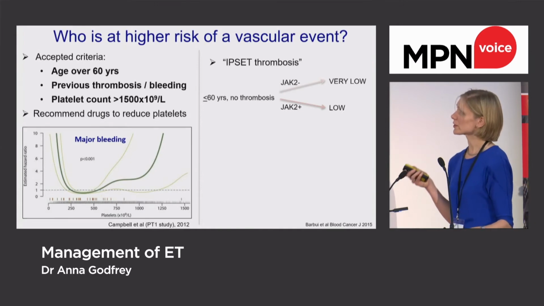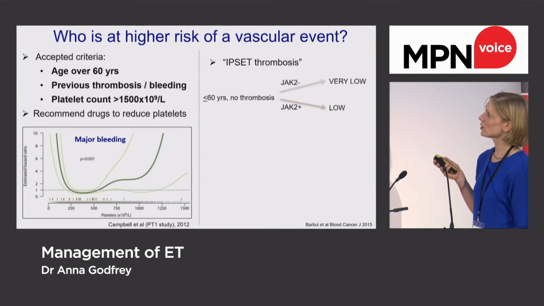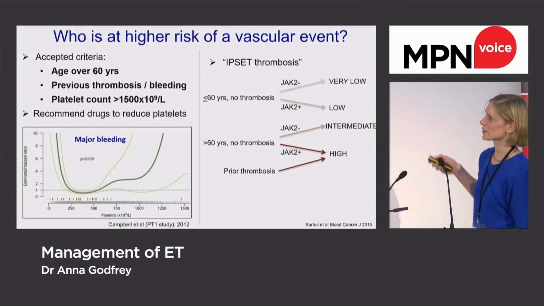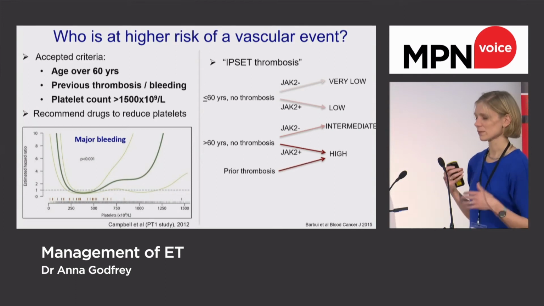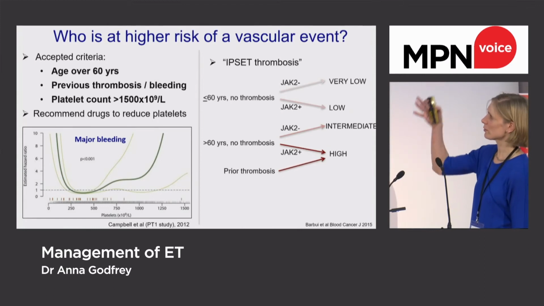mutation or not. So if you're under the age of 60 and you've never had a thrombotic event before, then this would divide you further into low or very low risk according to whether you do or don't have a JAK2 mutation. And if you're over the age of 60 and you've never had a thrombosis, into high or intermediate risk according to whether you've got a JAK2 mutation or not. And if you've previously had a thrombosis, then we always consider you at higher risk of having a thrombosis. And some investigators have suggested some treatment recommendations according to this scheme on the right.